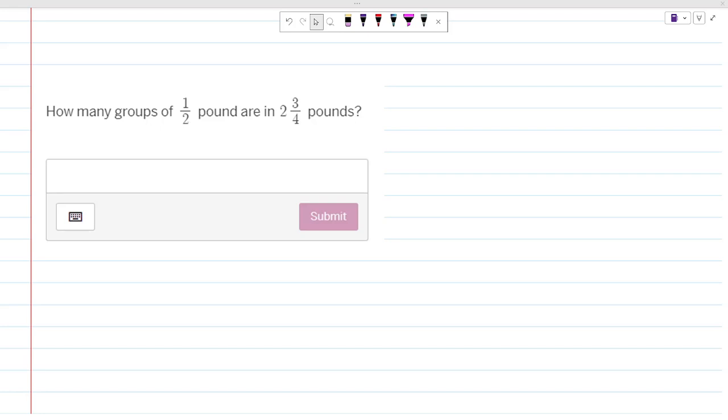It says, how many groups of 1/2 pound are in 2 3/4 pounds? First thing I want to do is write some equations that will help us think about this problem. Specifically, let's write a multiplication equation, and then a division equation. So what multiplication equation could we write about this?